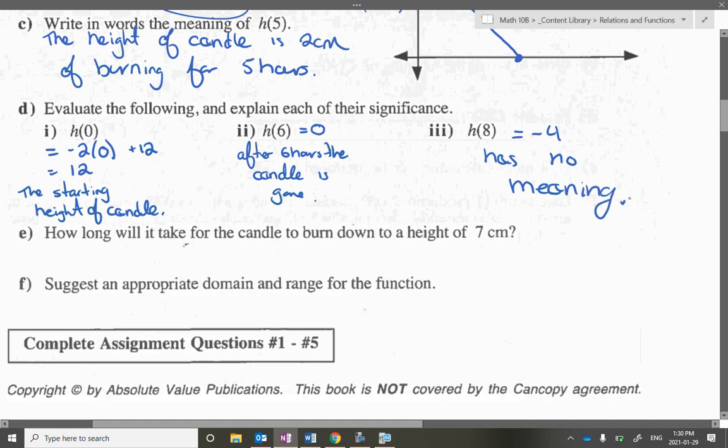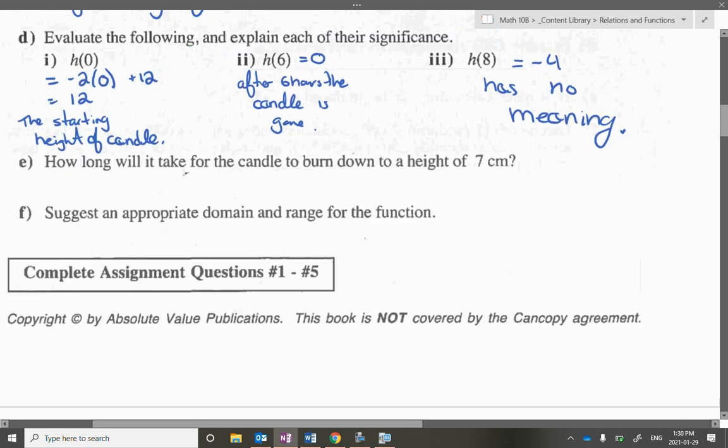You cannot have a negative candle height. It exists because we're using an equation, but you have to be smarter than your equation.